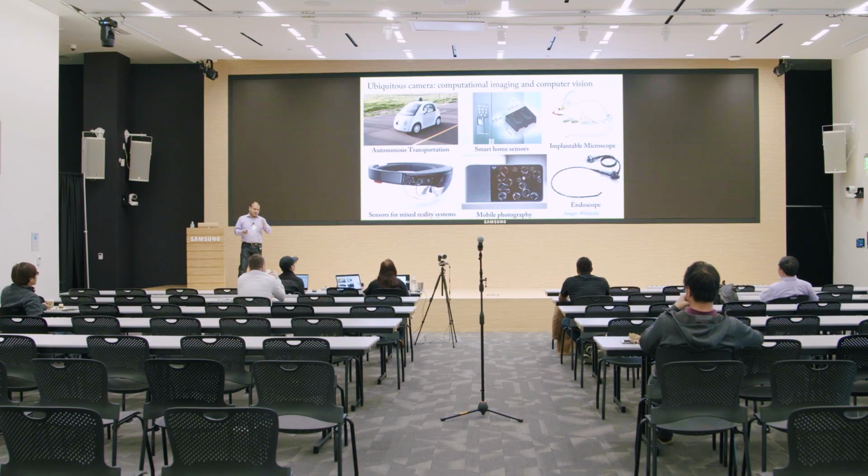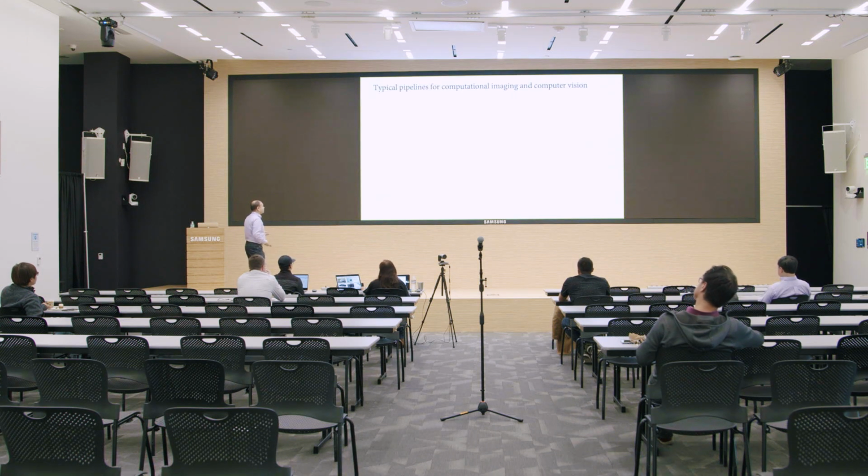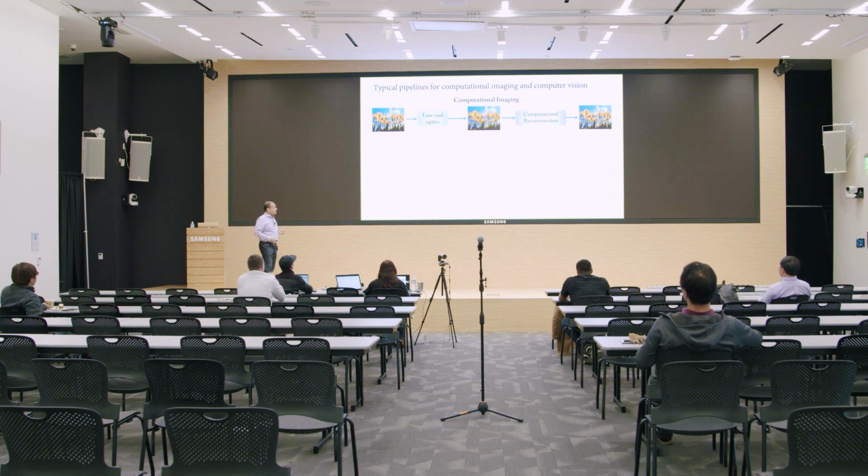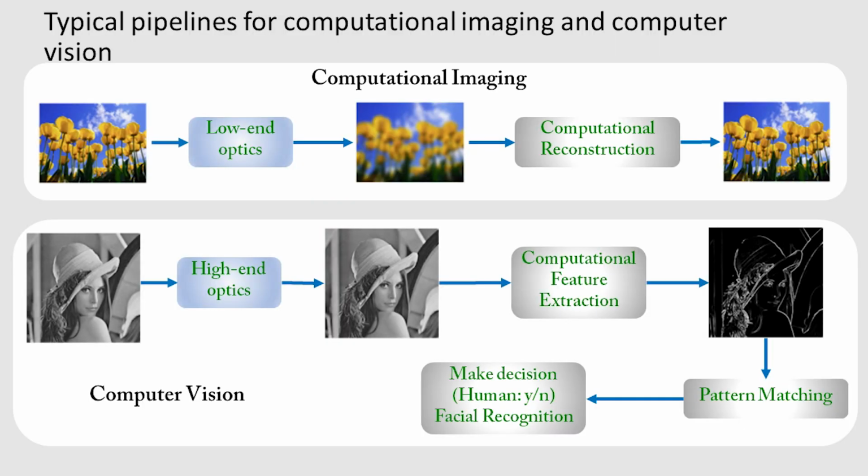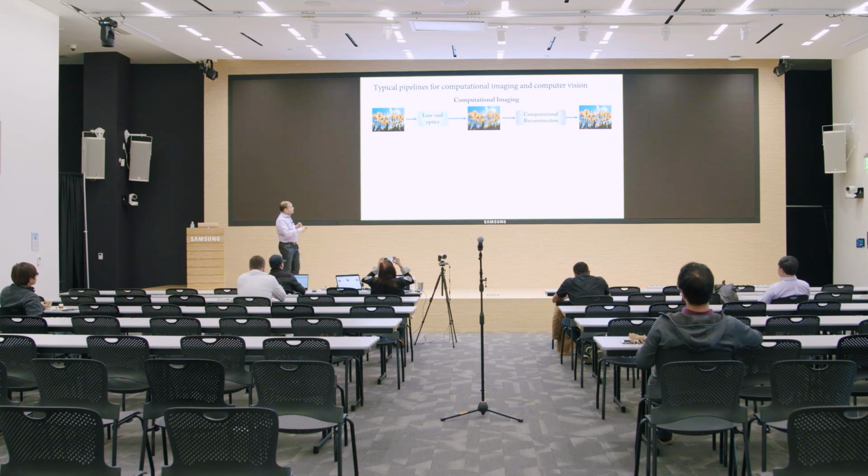So let's look at the typical pipeline for computational imaging and computer vision. For computational imaging, the idea is, we have some scene. We want to use low-end optics. By low-end, I mean not multiple lenses, maybe a single cheap lens. And we capture something that is not necessarily visually pleasing, but then we turn on computational reconstruction, and you can get a very high-quality image. That's what people are looking into for computational imaging.